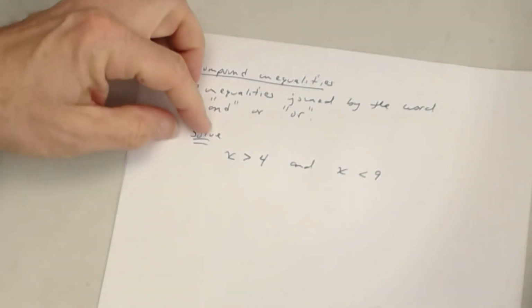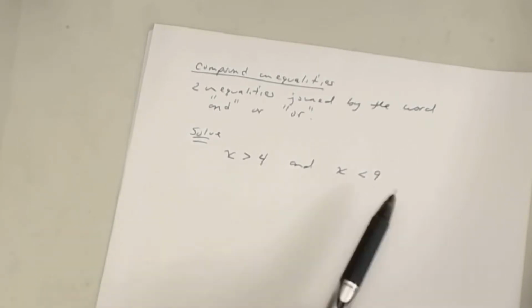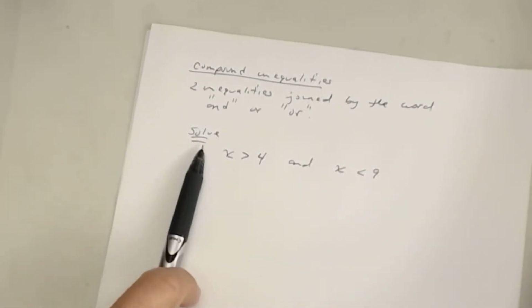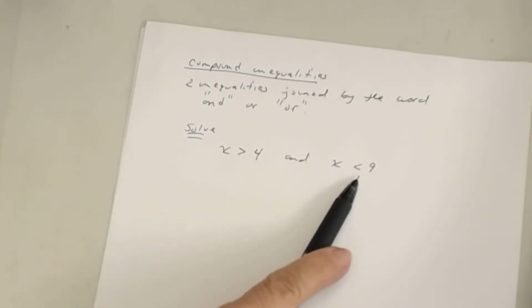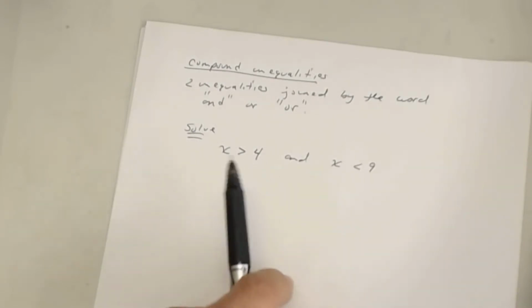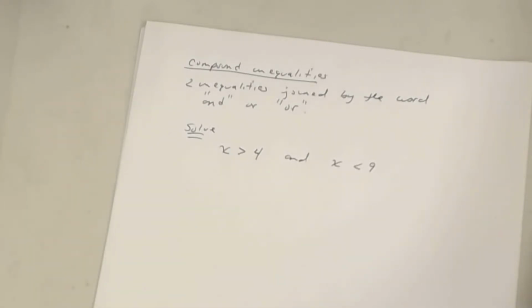So to solve this compound inequality, I've got to look at those two inequalities with the word "and". What this means is I want to find all the solutions that are greater than 4 and at the same time less than 9. Give me one solution that you think works. 5. Is 5 bigger than 4? Yes. And is it less than 9? Yes. What's another number? 8. How many are there? An infinite number, because you have all those decimals and all that, right?